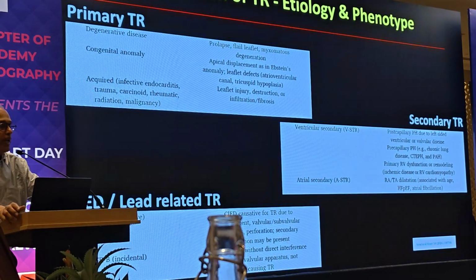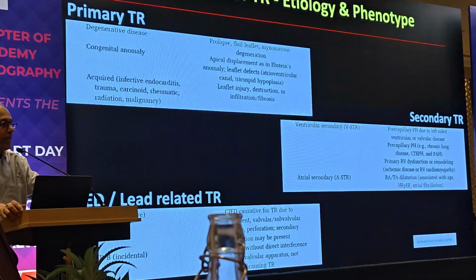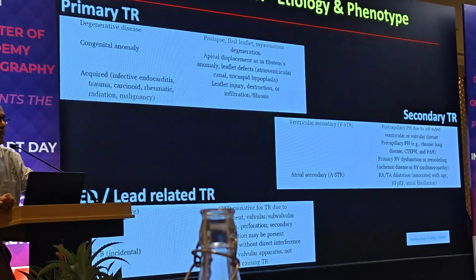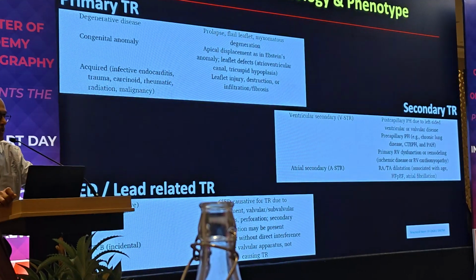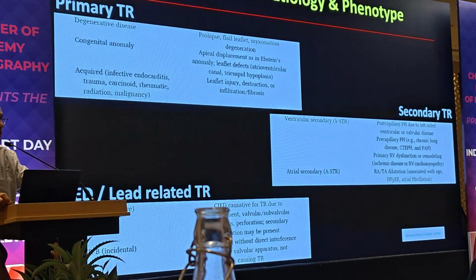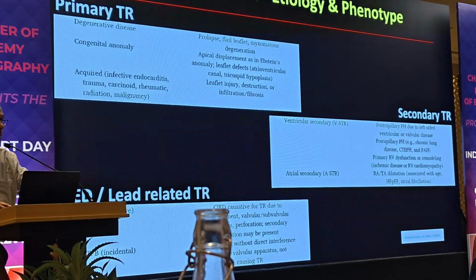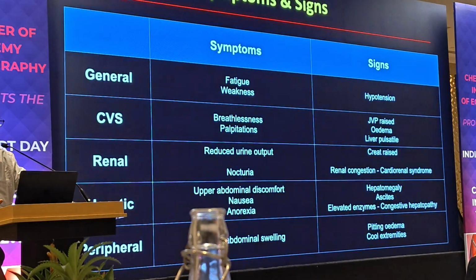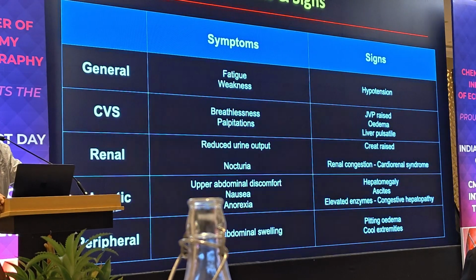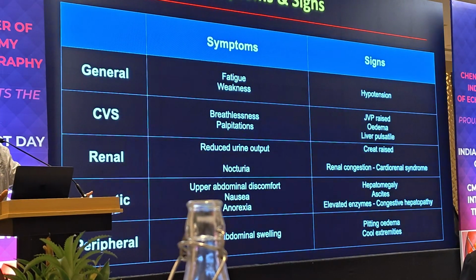So every time there's a TR and there's a lead there, the idea of doing a 3D is to find out whether the lead is impinging on the leaflet and causing the TR, or whether it is another mechanism where the lead is not related to the TR but is just there as a bystander. Now, apart from these other things, we also look at the symptoms. So this is just a brief overview.